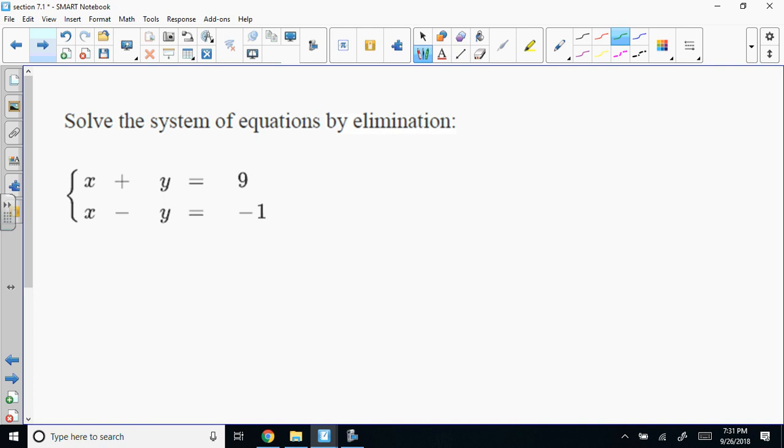Y'all remember when we did that when we were solving equations? We had some variables drop when we were solving equations way back when. Y'all remember that? It's like back in August. It seems like only yesterday.